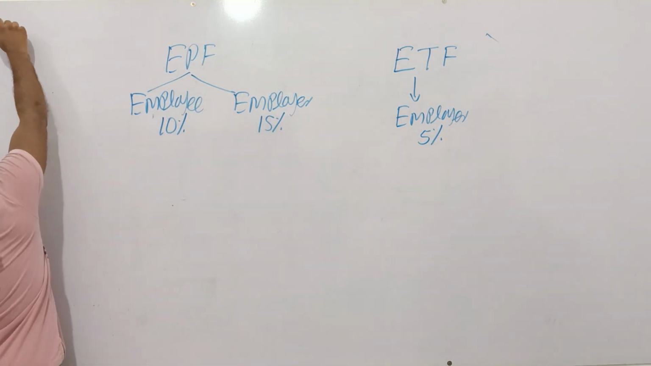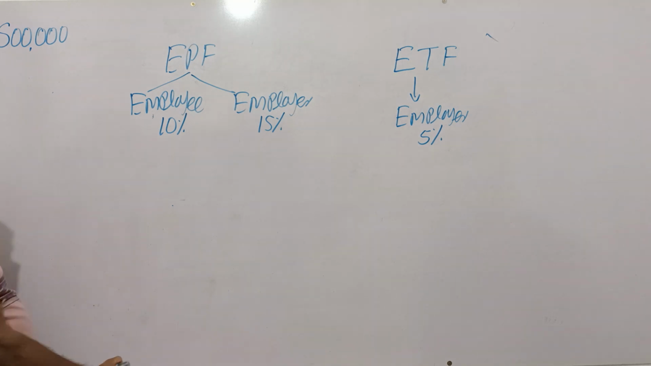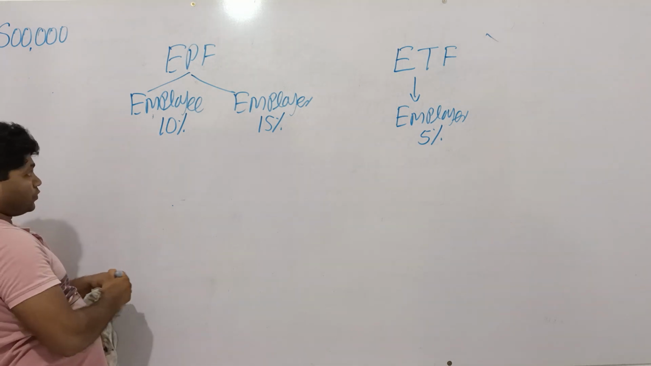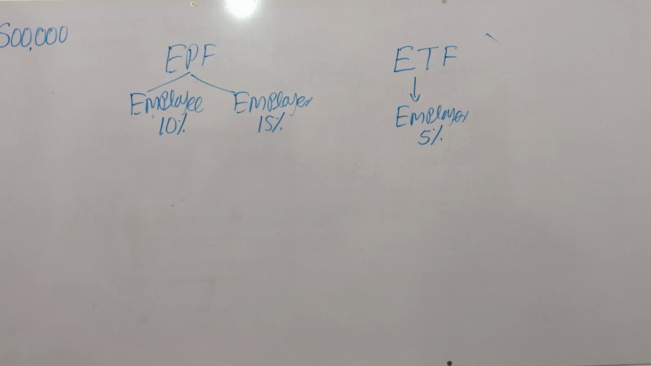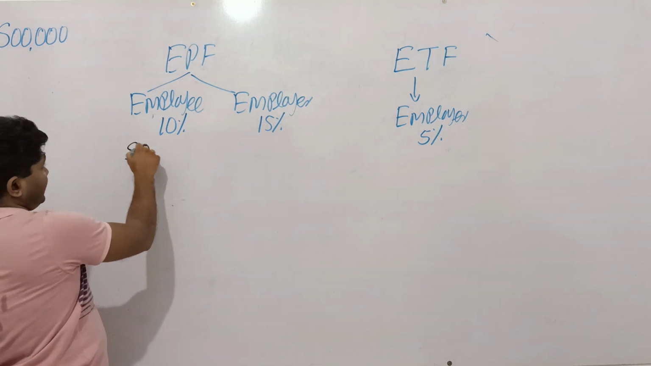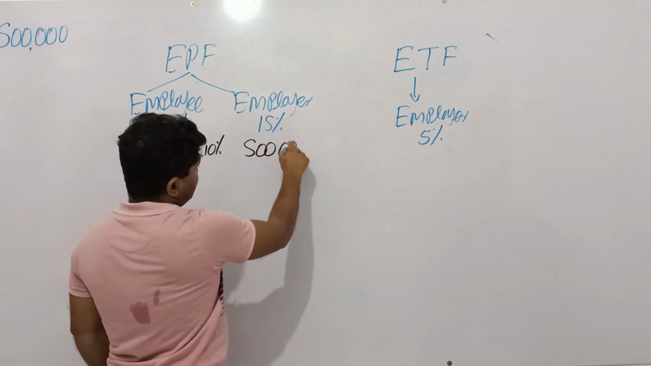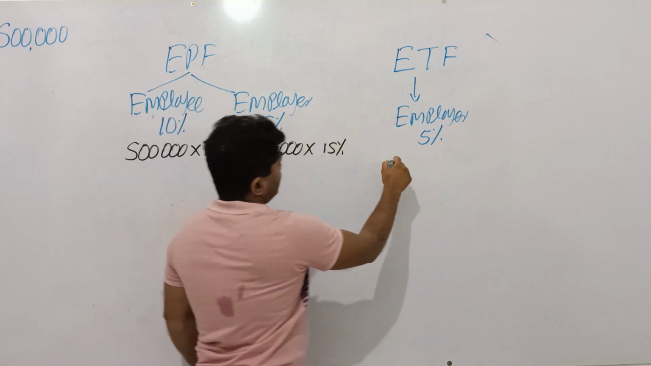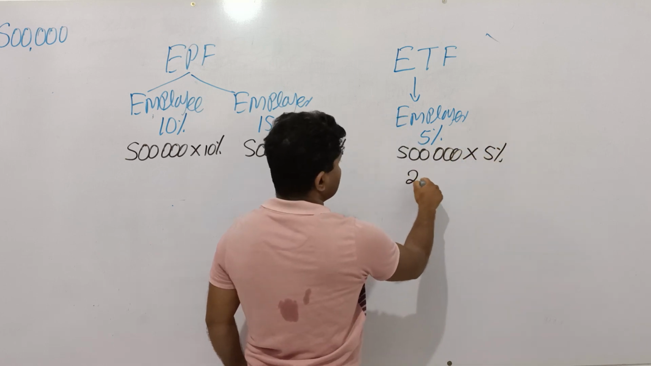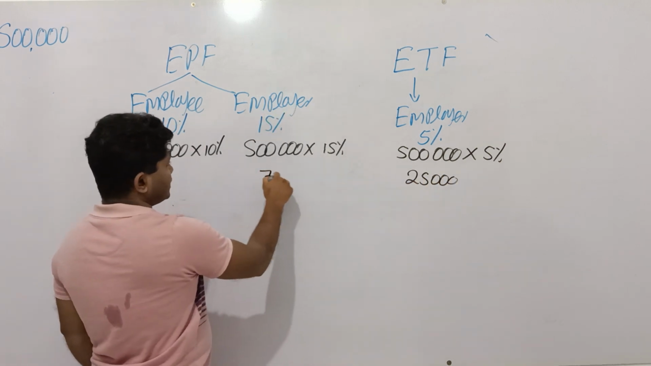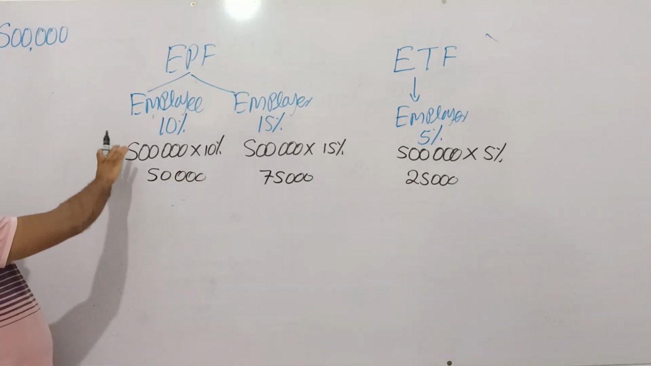The percentage is 5%. For example, gross salary of the business equals 500,000. EPF and ETF should be calculated based on gross salary. Therefore, gross salary equals 500,000. Based on that, 10% of 500,000, 15% of 500,000, and 5% of 500,000 for the employer contribution for ETF. Therefore, here we get 50,000, 75,000, and 25,000. The value should be calculated based on gross salary.